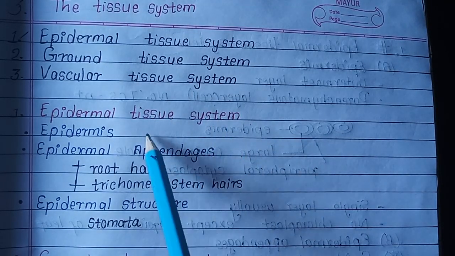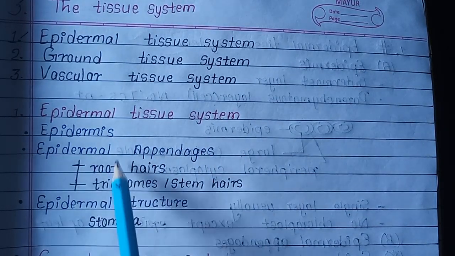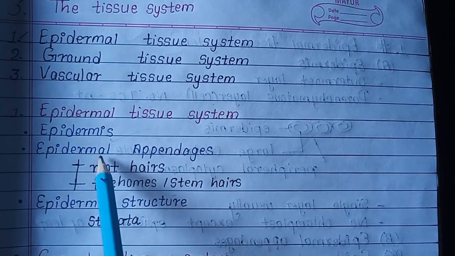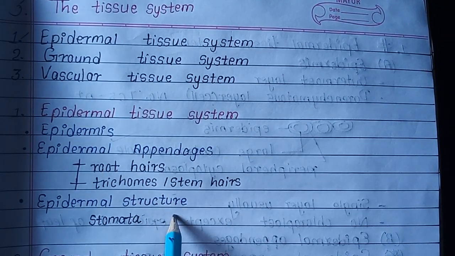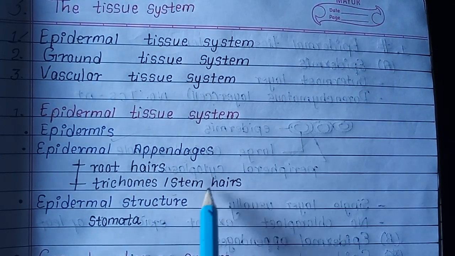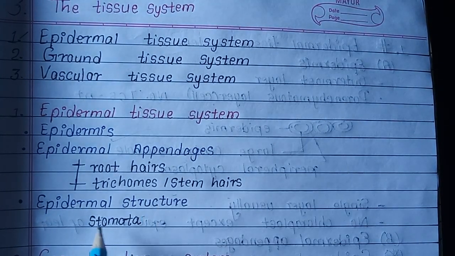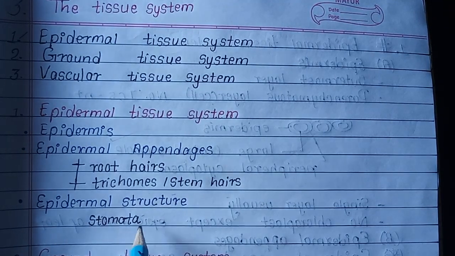In the epidermal tissue system, three sub-systems come under it. First one is epidermis, second one is epidermal appendages, and third one is epidermal structure. In epidermal appendages, root hair and stem hair, which is also called trichome, come under. Here, stomata come under epidermal structure.